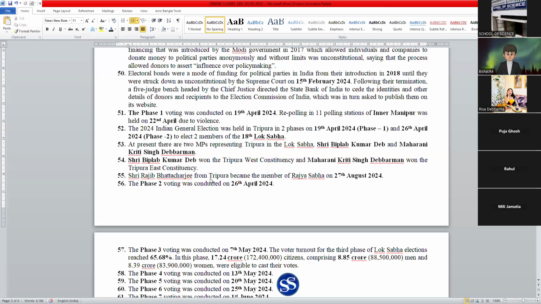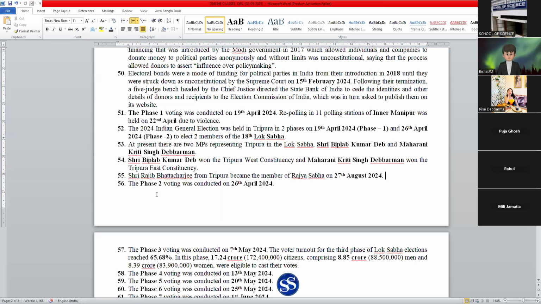Sri Rajiv Bhattacharya from Tripura became a member of Rajya Sabha on 27th August 2024. So if a question is asked, how many MPs represent Tripura in the Parliament, our answer should be 3: 2 for Lok Sabha and 1 member for Rajya Sabha.